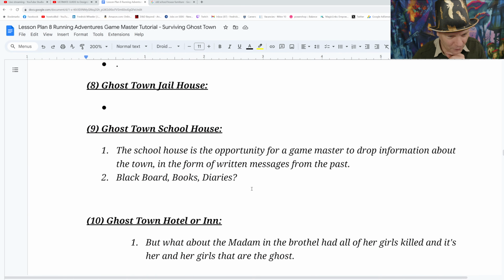I'm very familiar with the old desks. Blackboard, old desk.